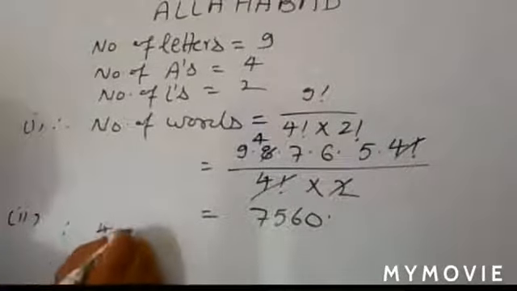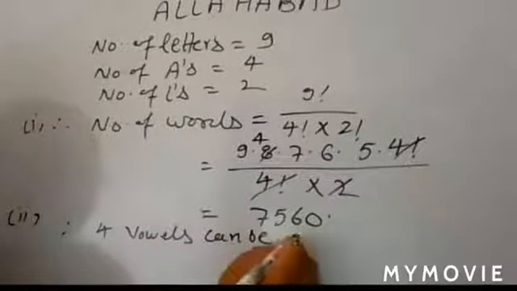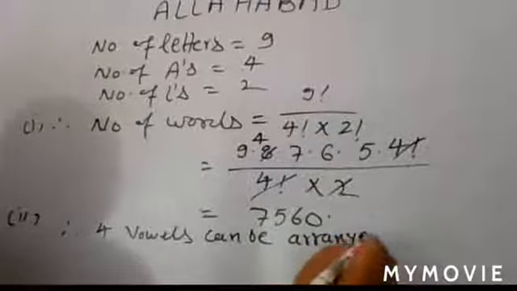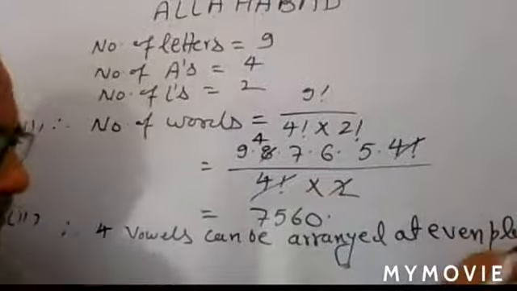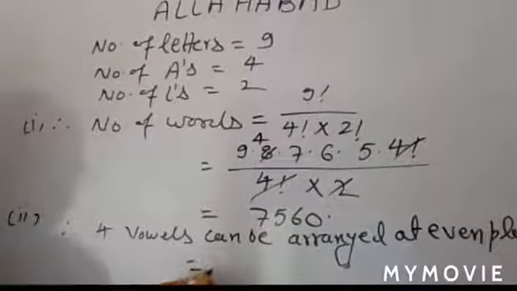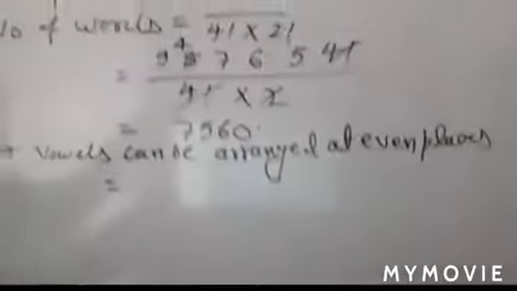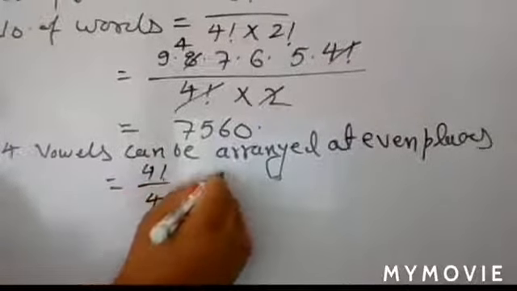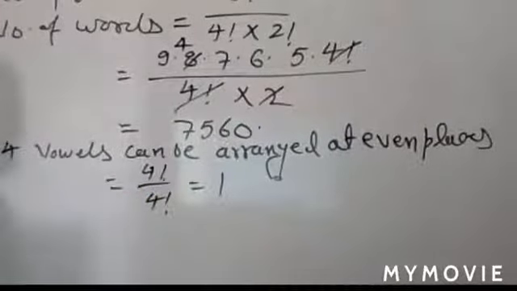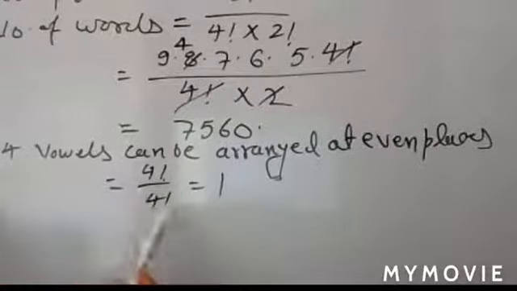Hence 4 vowels can be arranged at even places. They can be arranged in even places by factorial 4 upon factorial 4. So that is equal to 1. So in one way, they can be arranged. Means here you see that all the 4 vowels are arranged at the even places.